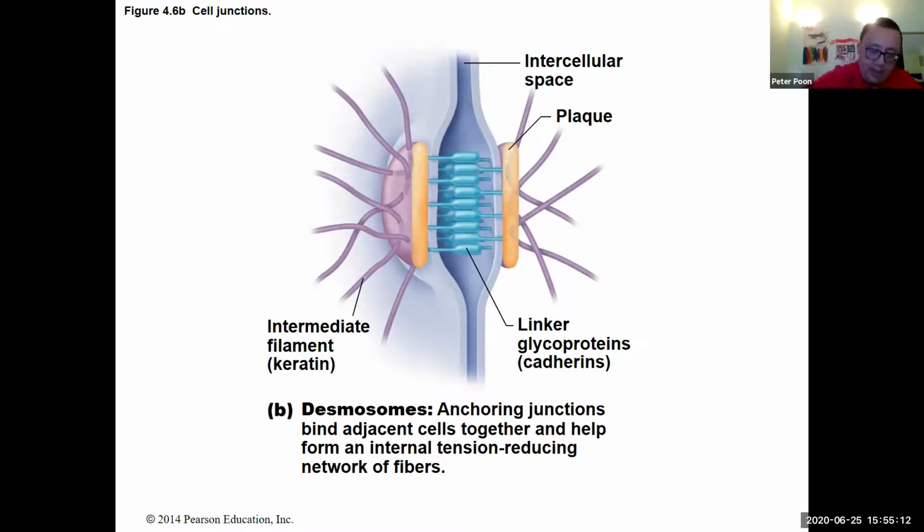If I'm holding on to other cells, then they can't tear me away. And if they can't tear me away, they can't tear. So I prevent the tissue from tearing. This is really important at the boundary of a tissue to prevent tearing.